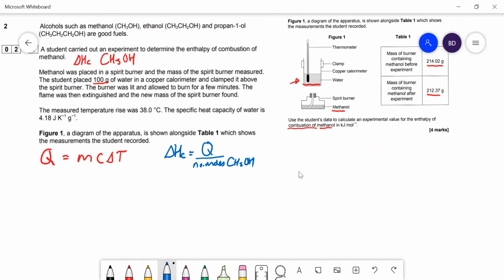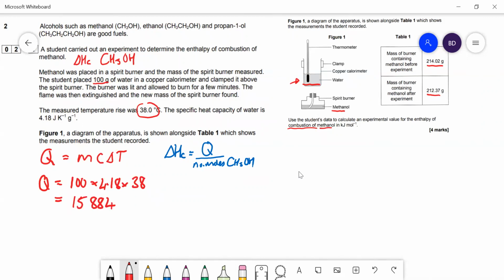Right, so let us work out Q first of all. Okay, so Q is 100 multiplied by 4.18 specific heat capacity of water multiplied by the temperature rise, which is 38.0. Okay, that works out to be 15,884.